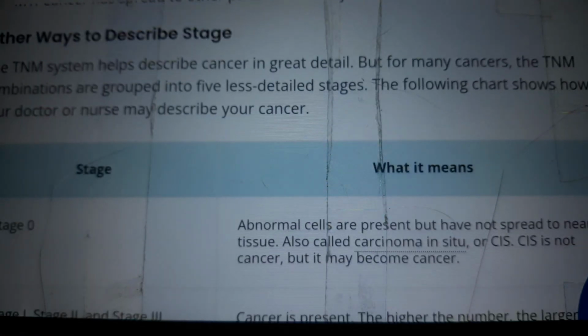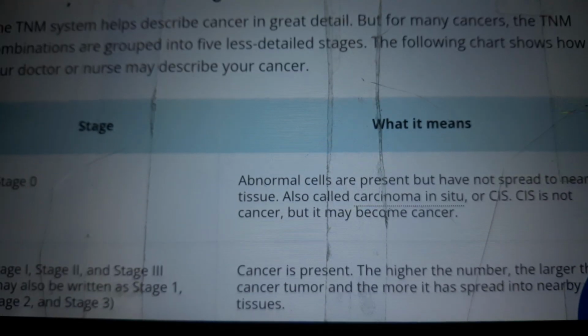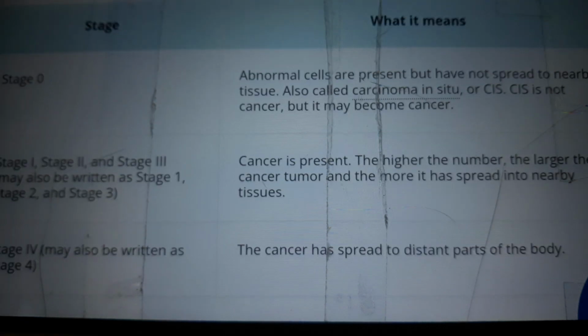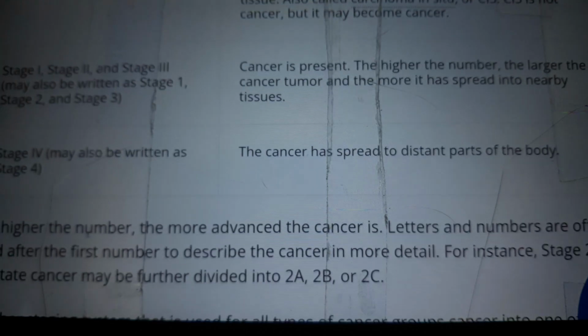So, other ways to describe stage. The TNM system helps describe cancer in great detail, but for many cancers, the TNM combinations are grouped into 5 less detailed stages. The following chart shows how your doctor or nurse may describe your cancer stage and what it means. Stage 0. Abnormal cells are present but have not spread to nearby tissues, also called carcinoma in situ or CIS. CIS is not cancer, but it may become cancer. Possible. We wouldn't want to use the word precancer here, because it is yet to even become malignant sometimes. So it's just the start of, like, hyperplasia, things like what we read.